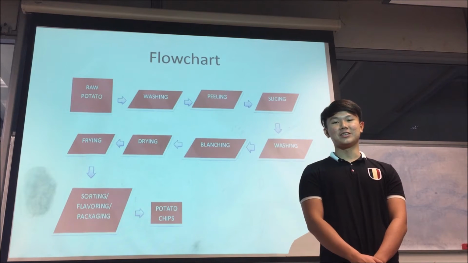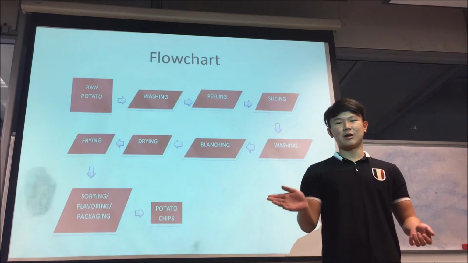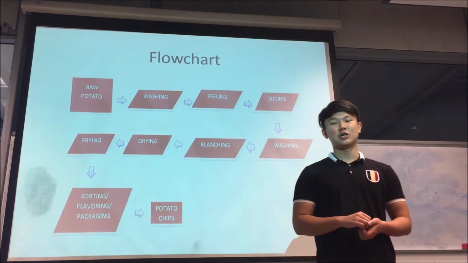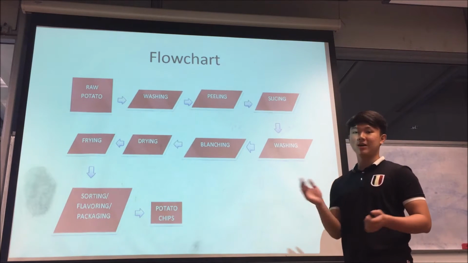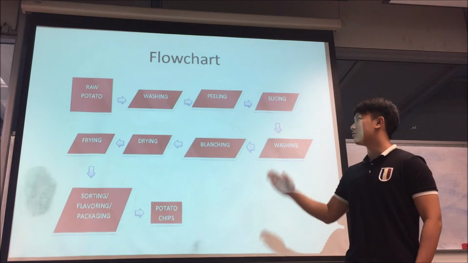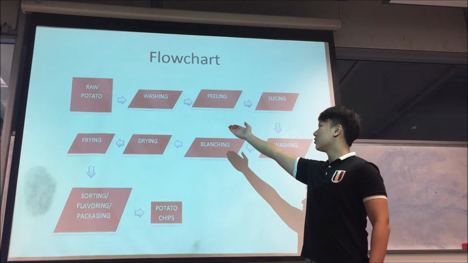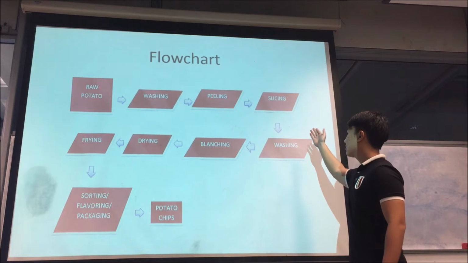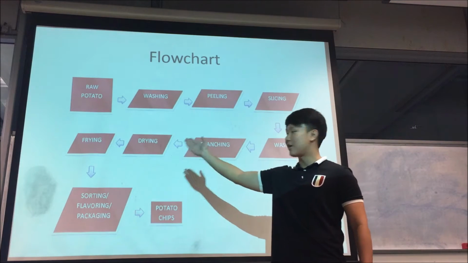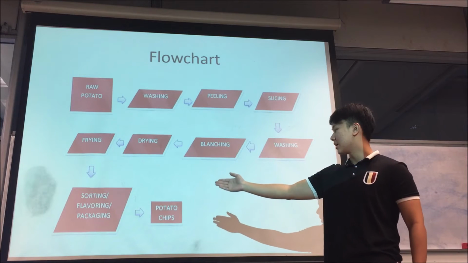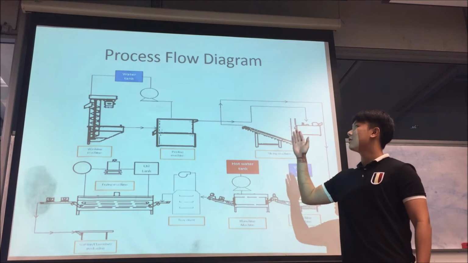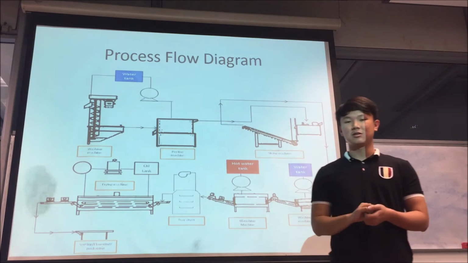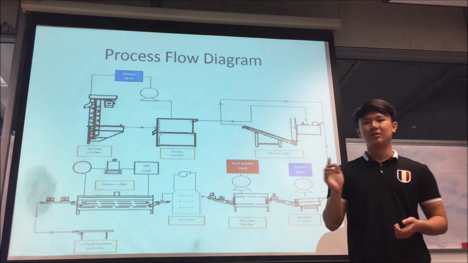Hi, I'm Kah Wai from Group C6. Now I would like to describe the process of making potato chips in our plant. I will use a flowchart to explain every step in the process. As you see, the raw potato will undergo washing, peeling, slicing, washing again, blanching, drying, frying, sorting, flavoring, packaging, and become potato chips. In this slide, I will use a process flow diagram to describe every step in the process.